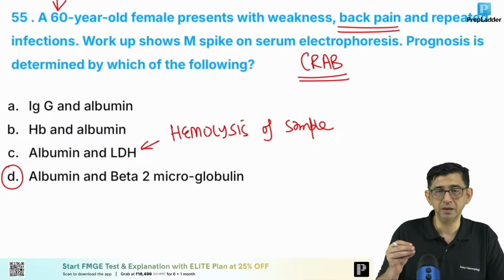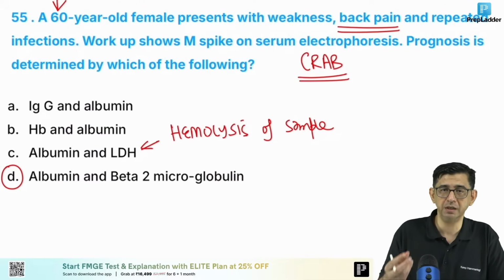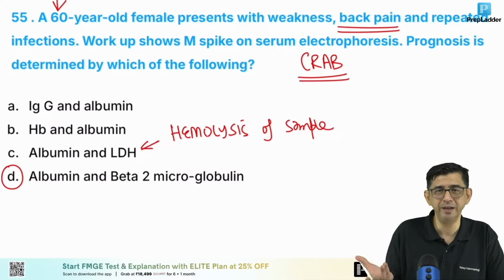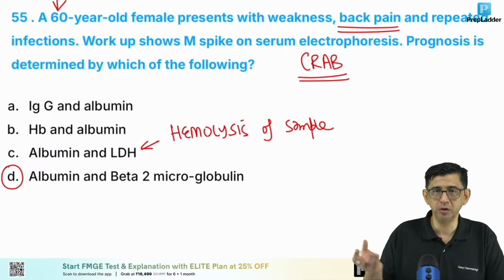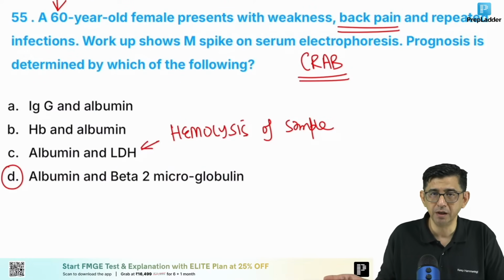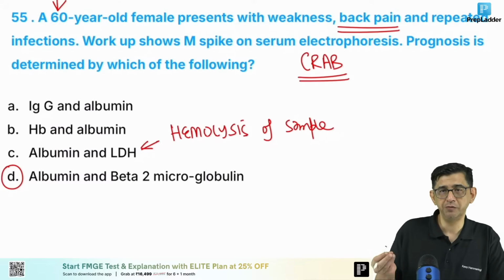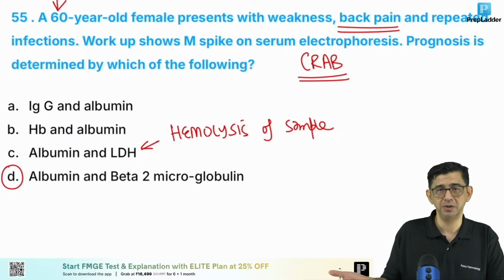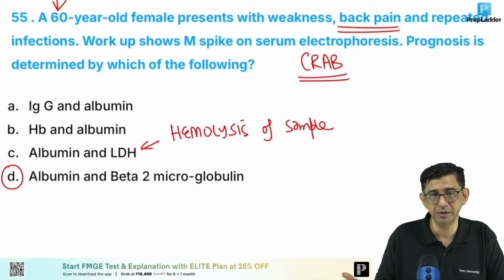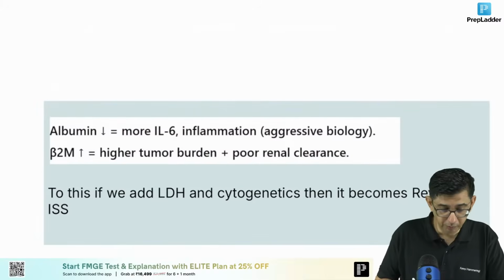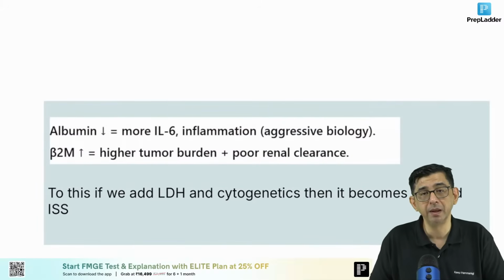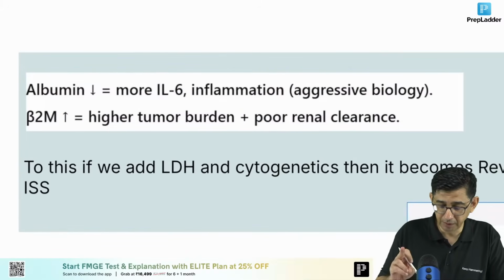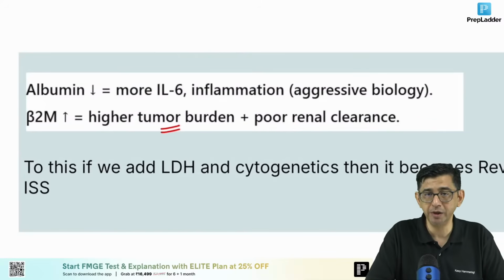LDH false elevations can occur if the sample is kept in, like in India it's so hot, no? So like not all the laboratories will be having air conditioning. So if in the room the temperature is 45-48 degrees Celsius where the processing is occurring, LDH values might become falsely elevated, but beta-2 microglobulin will not. Beta-2 microglobulin is excreted by the kidney. It is a parameter of high tumor burden as well as poor renal clearance, because ultimately the Bence-Jones proteins will block the tubules of the patient.